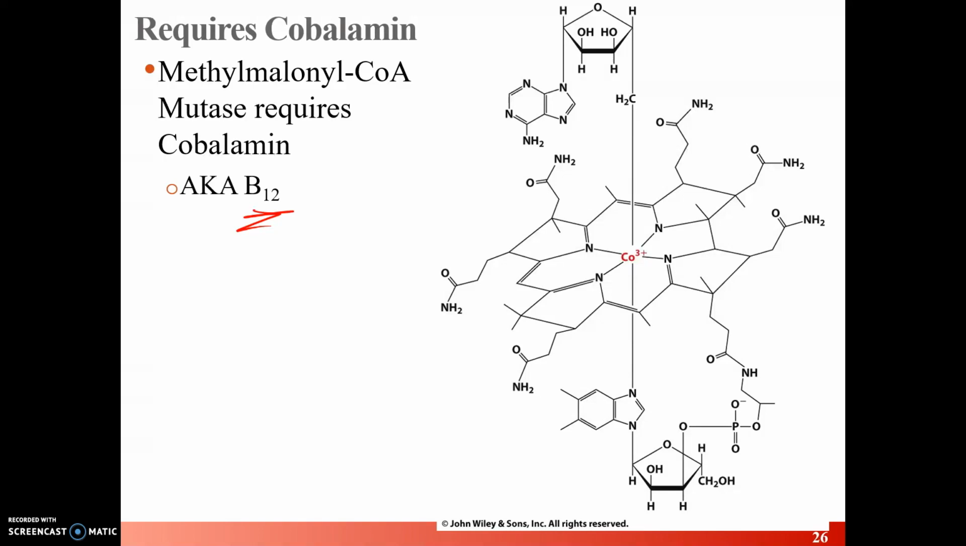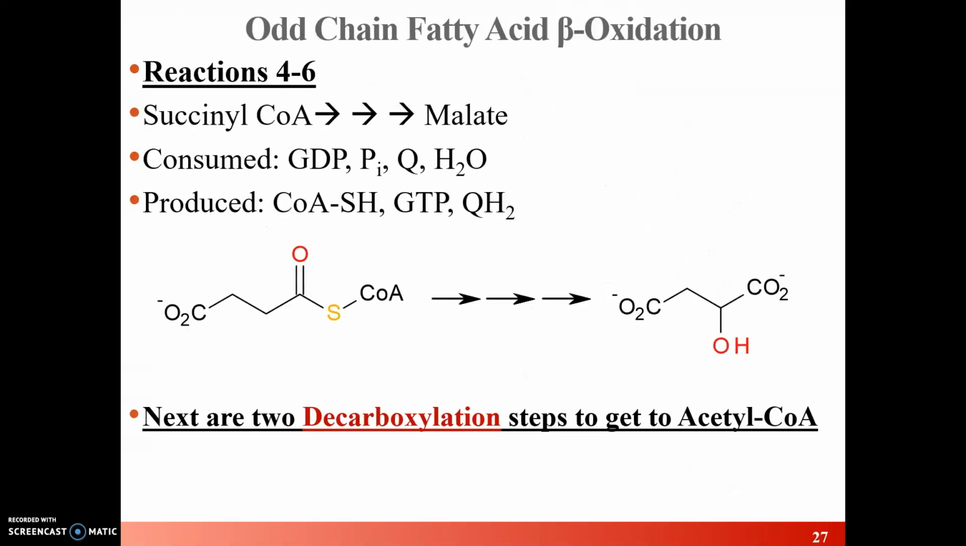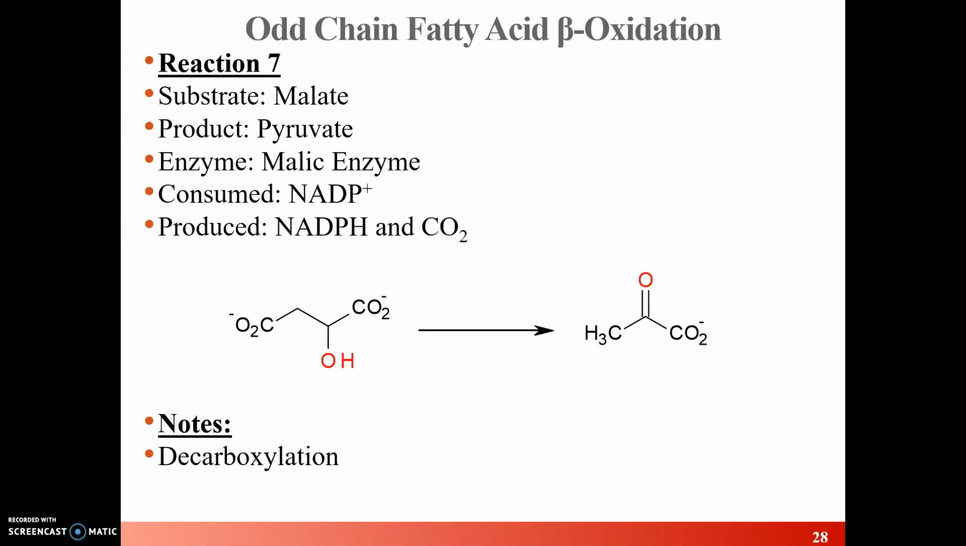Okay, so I'm going to zoom in and show you reactions 4 through 8. Here's 4 through 6. You don't even need to know them all. Eventually you get to malate. Okay, the next are 2 decarboxylation steps. If I tell you that, you can look at them and be like, oh, I can totally see the decarboxylation going on. I have CO2 produced here. I didn't show it coming out of my reaction like that. Okay, NADPH is also produced. I didn't show that arrow on my diagram.